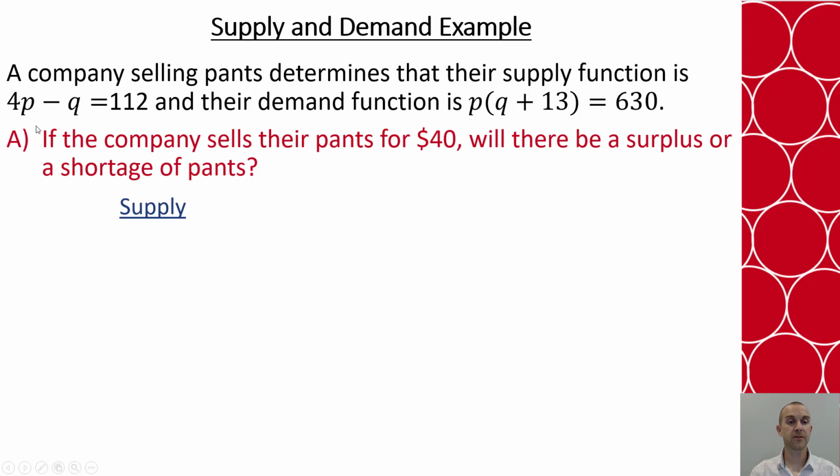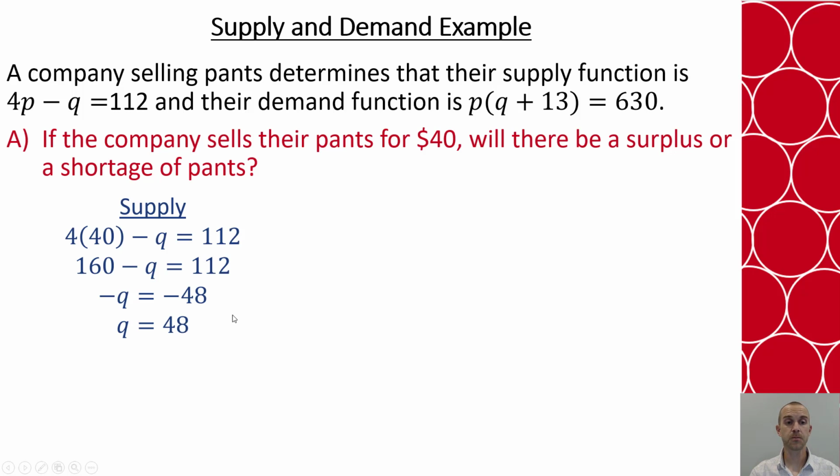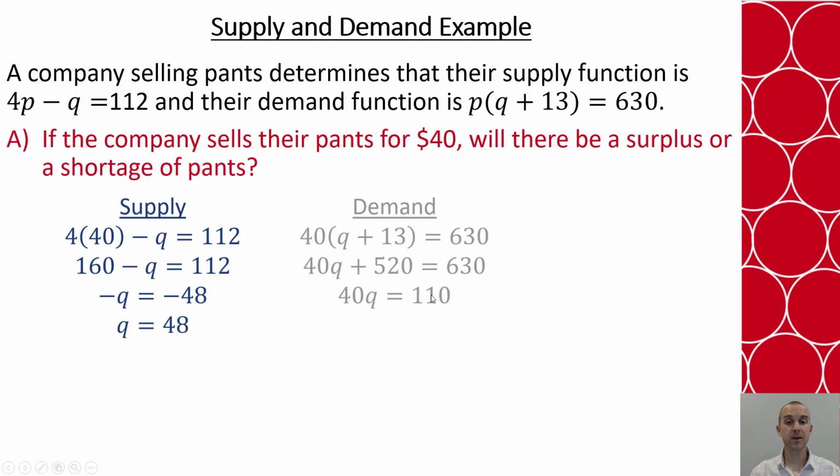So let's start with the supply function. So that's going to become 4 times 40 minus Q equals 112. So 160 minus Q equals 112. Subtract the 160 from both sides, and then divide both sides by negative 1 so that positive Q equals 48. Now let's look at the demand function and substitute 40 in for P. First thing I would do here, since it's being multiplied by this quantity, is distribute. And that would become 40Q plus 520 equals 630. I would subtract the 520 from both sides, and then divide by 40 to get that Q is 2 7/75.